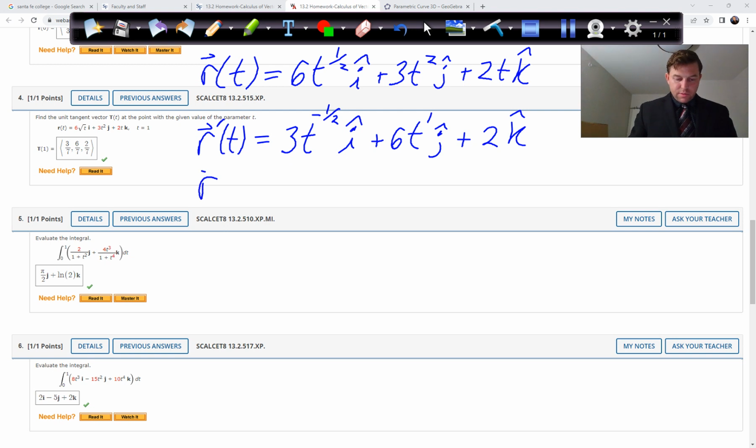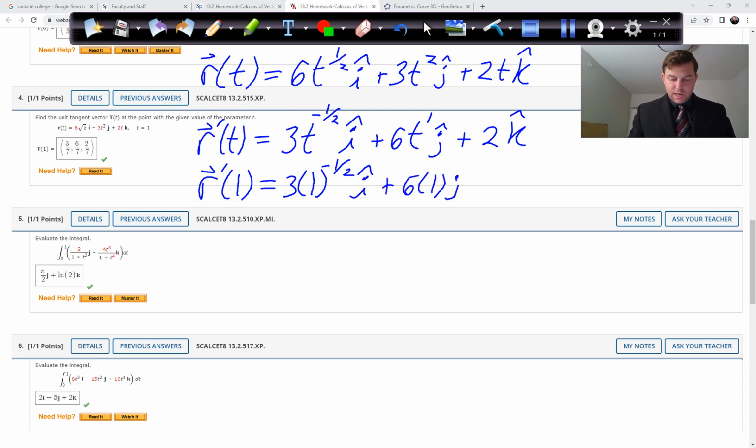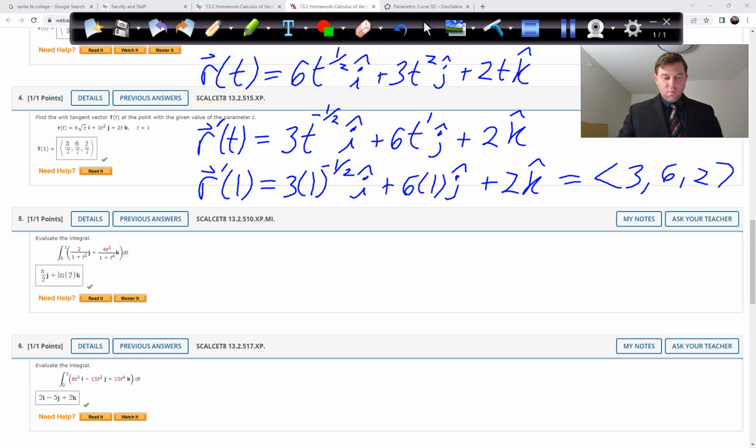Now they want us to plug in 1 for the parameter. So t to the minus 1/2 is going to be 1 to the minus 1/2, but 1 to the anything is 1. This is going to be plus 6 times 1 in the j, and then 2 in the k. So we're going to get 3, 6, 2. That is the derivative of the vector equation when the parameter t is 1.